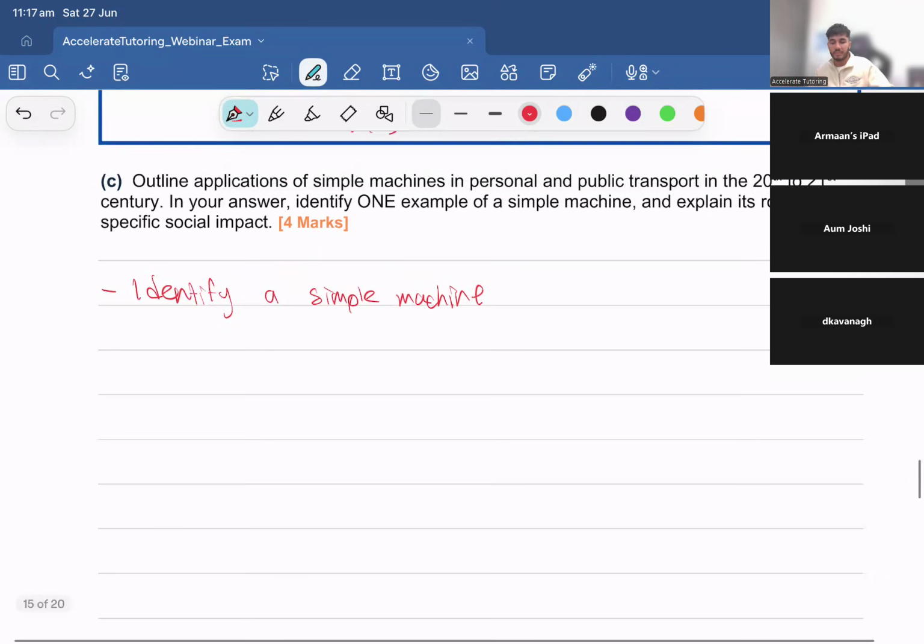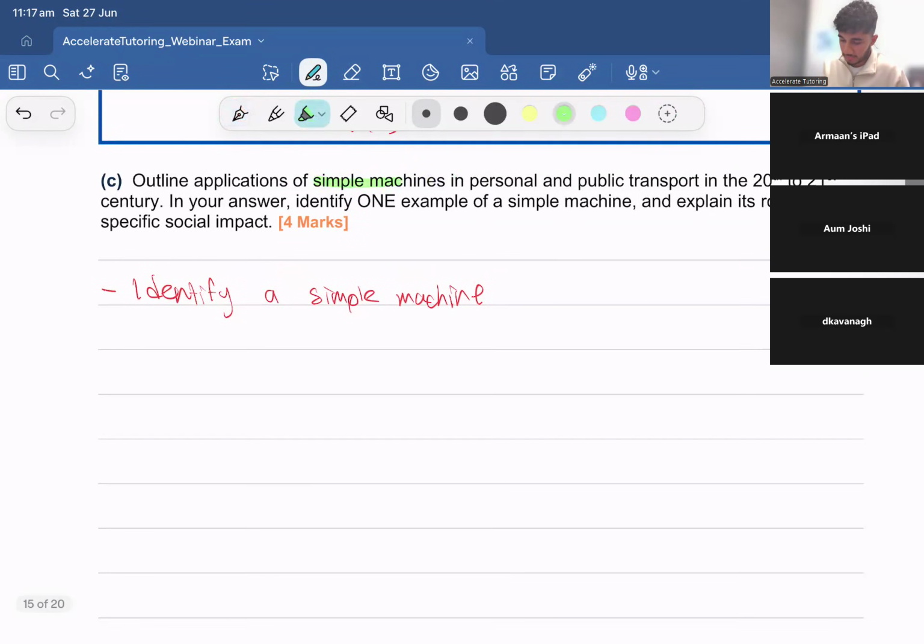The key part with the selection of the simple machine, though, is you want to pick one that is directly related to personal public transport. So that is a key thing. Pick one that is directly related to that. Next part is obviously explaining the applications of it. So first explain what the system is itself, explain its specific social impact with some evidence or historical grounding to explain as well.